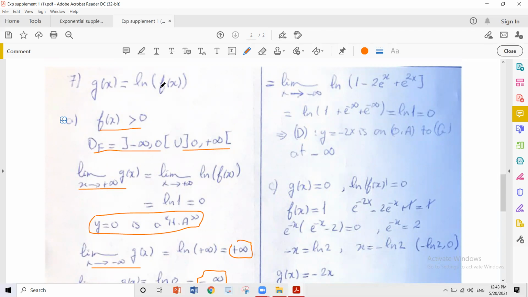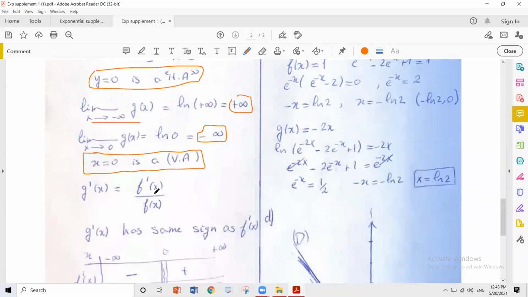The derivative of ln f(x) is f prime x over f(x), since the derivative of ln u is u prime over u. This means that g prime takes the same sign as f prime. And f(x) is positive, so g prime x has the same sign as f prime.